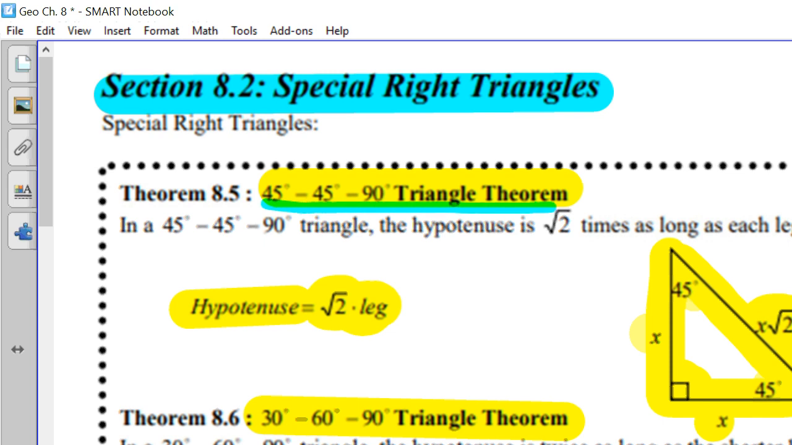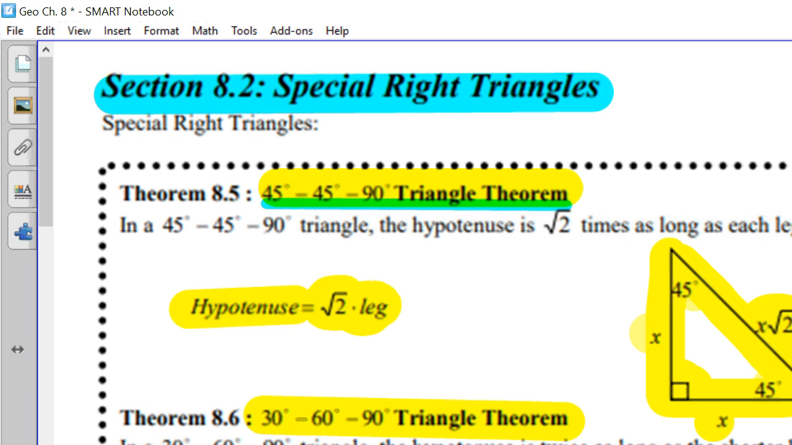There is our buddy, the 45, 45, 90. They have a special relationship. We'll go over that. We'll do a couple of practice problems. Well, we did a couple of practice problems with that on the 8-1 assignment and on the radical review worksheet.